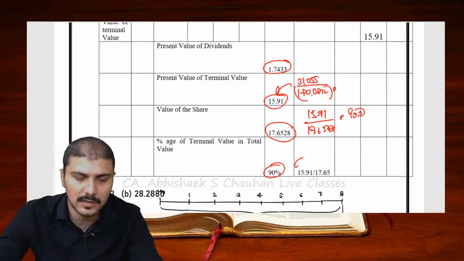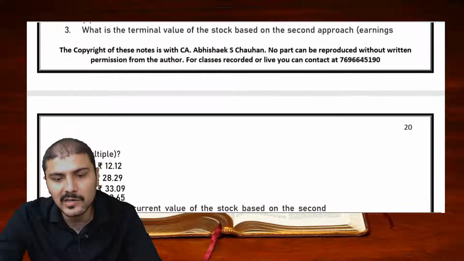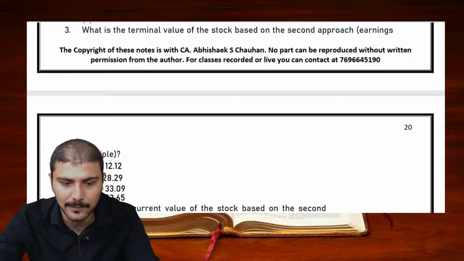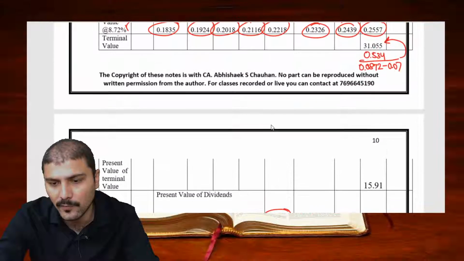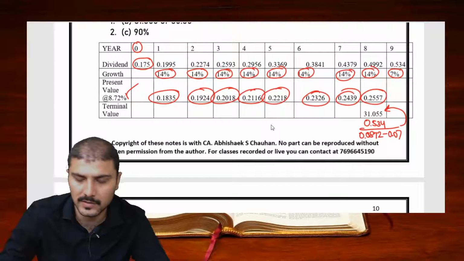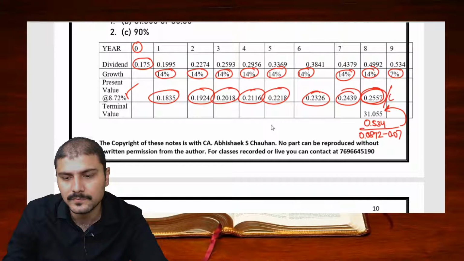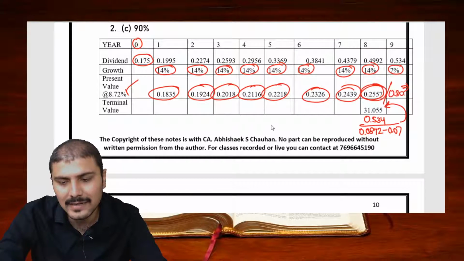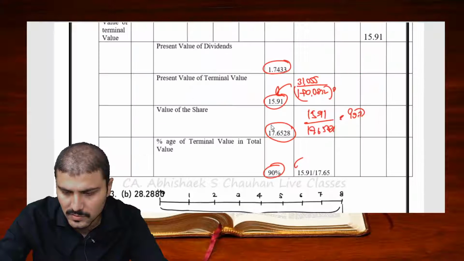So here in the third question, what is the terminal value of stock based on the second approach, that is the earnings multiple? In that second approach, we have to calculate the EPS at the end of the 8th year. So the DPS at the end of the 8th year is 0.2557, divided by 0.30, that is the dividend payout ratio, and you will get the EPS. And if you multiply the EPS by 17, the DPS was not this.